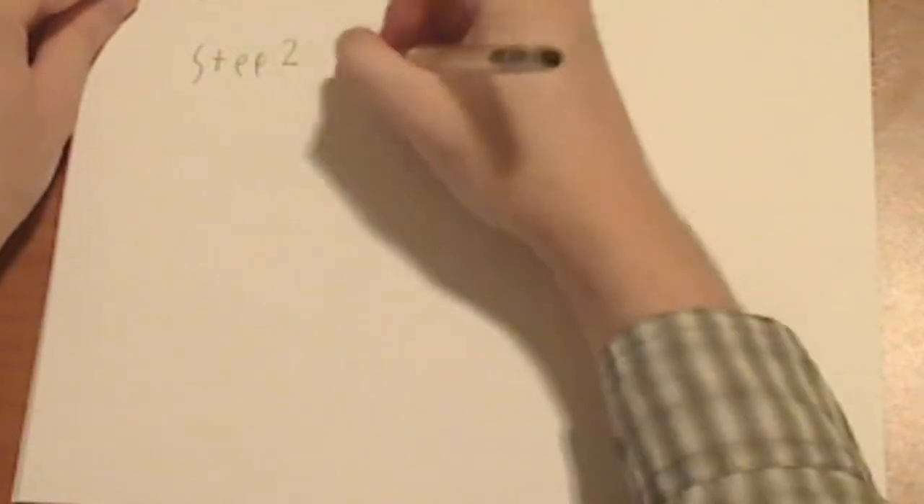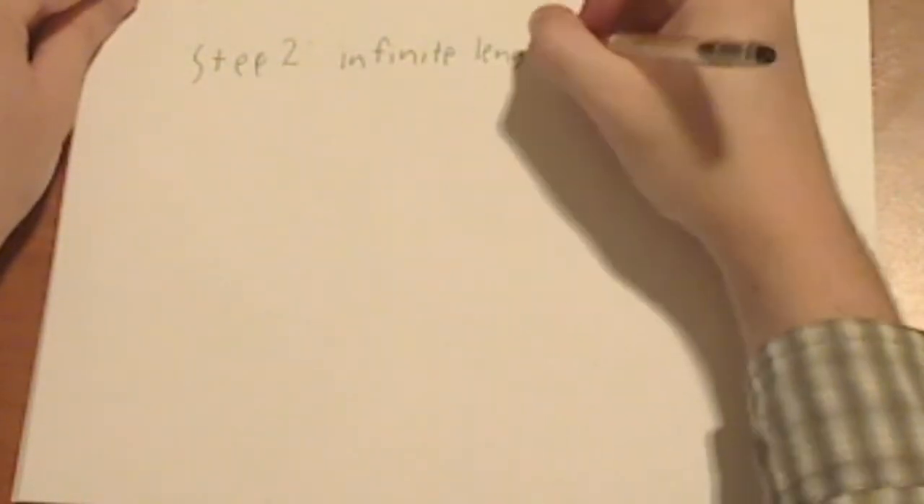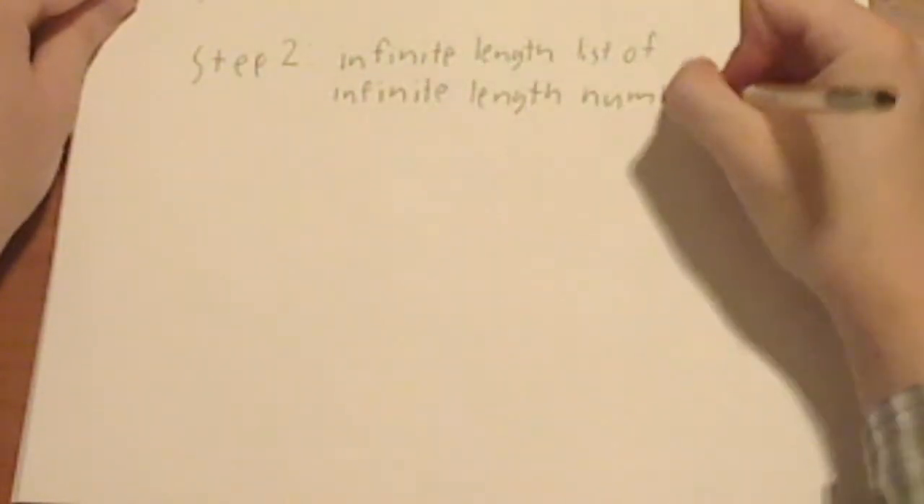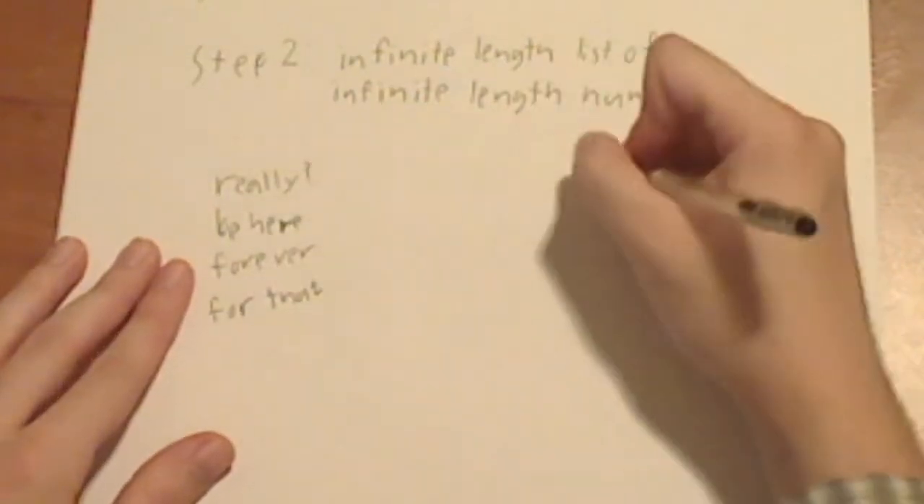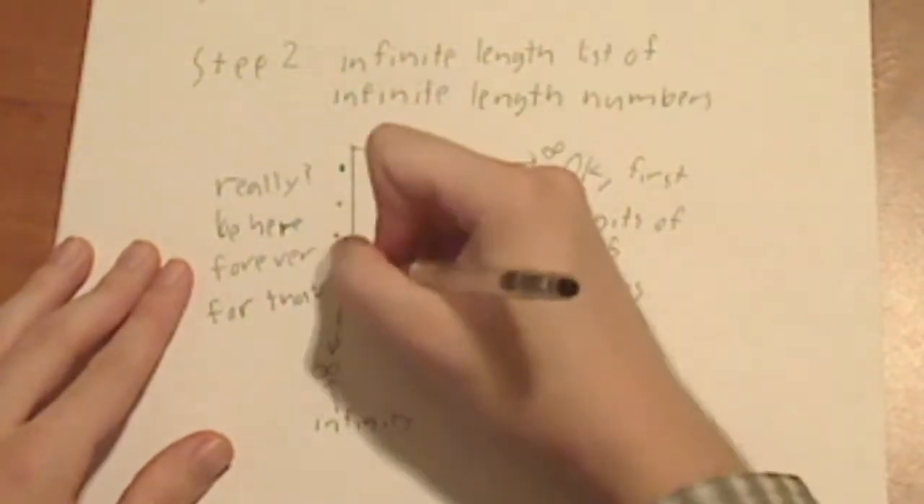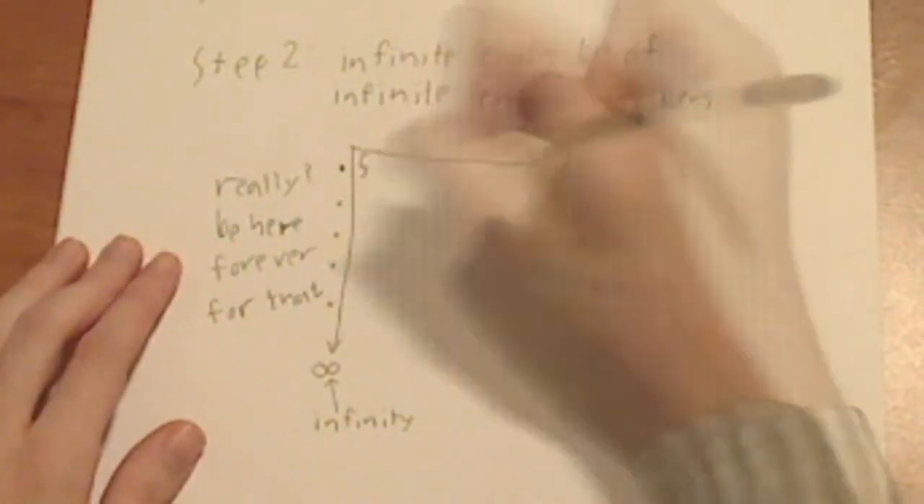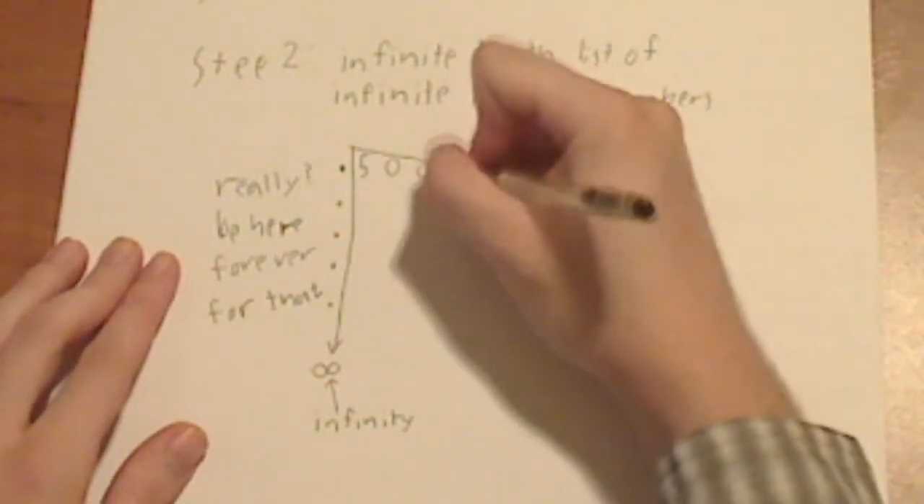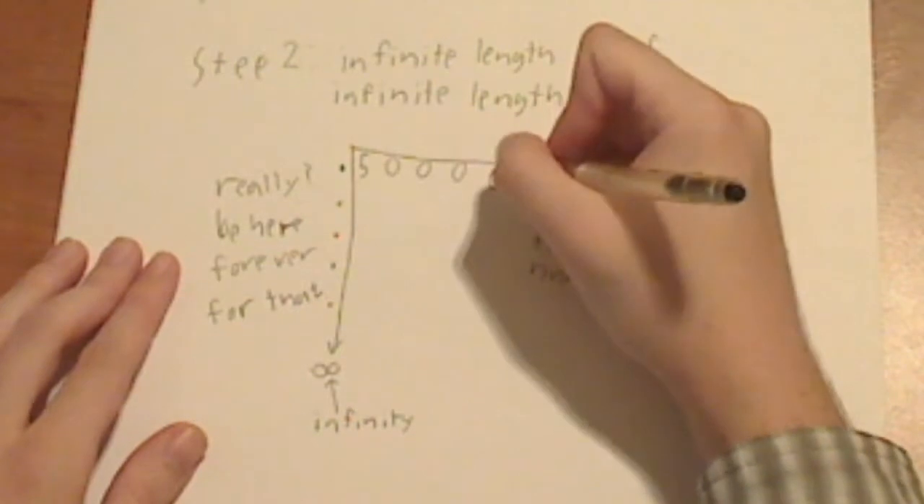We now have our set of real numbers, so now for step 2, we need to make an infinite length list of infinite length real numbers. Well, we can't really do that, so let's list maybe the first 5 digits of the first 5 numbers we come up with. Let's start with 0.5. Now we would normally have only that one digit there, but we need these to be infinite length decimals, so we're just going to tag zeros on the right forever and ever.